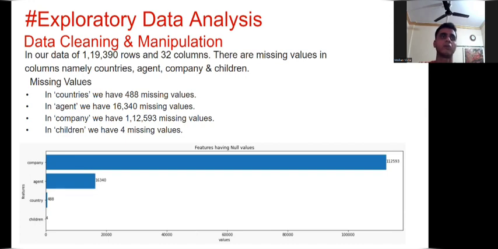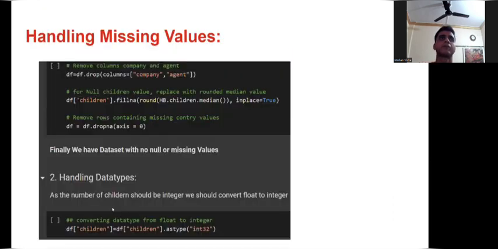There are only 4 features that have missing values: company, agent, country, and children. Company has the highest number of missing values, where children has the lowest. The number is 1,12,593 for company, which is pretty high. So we have seen the missing values.